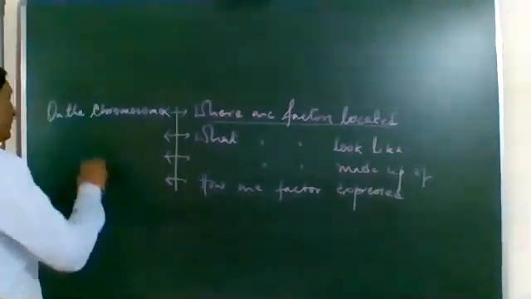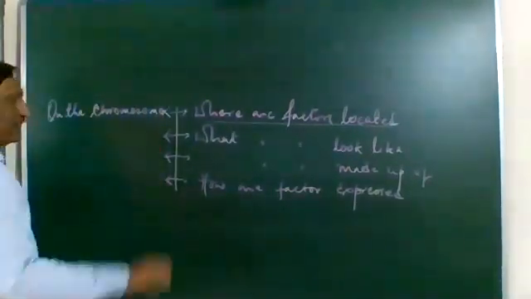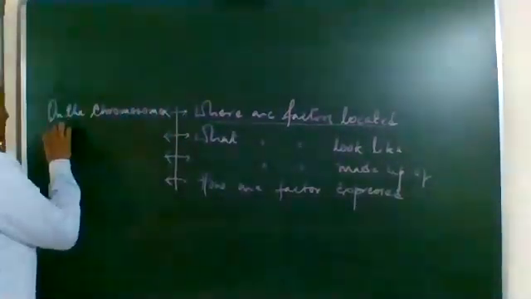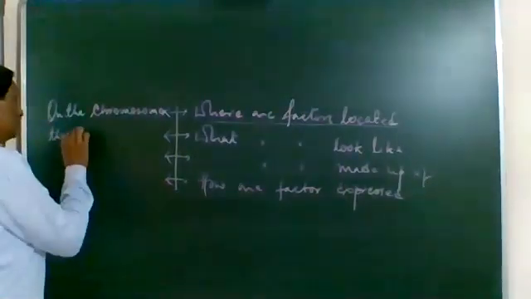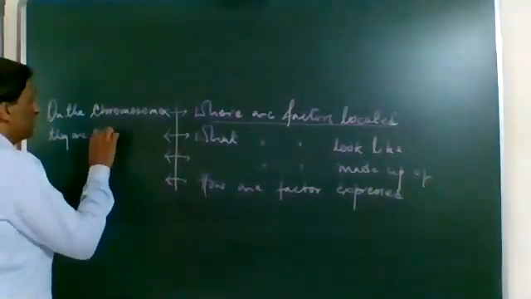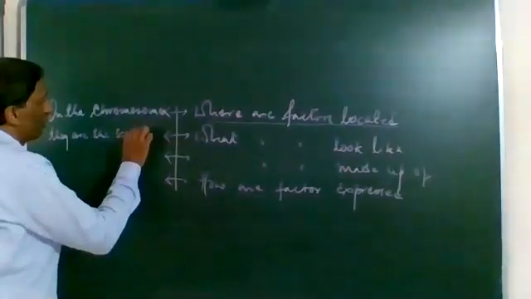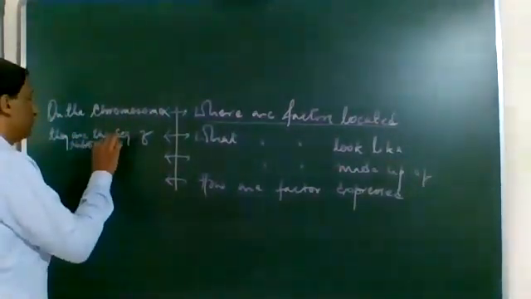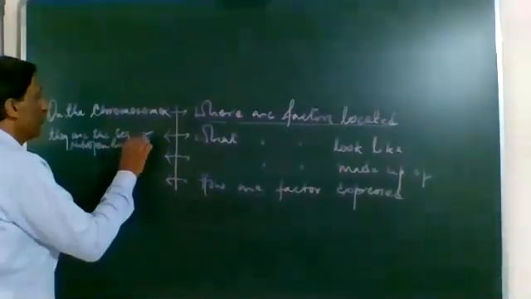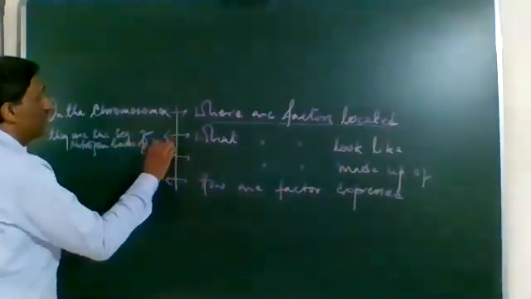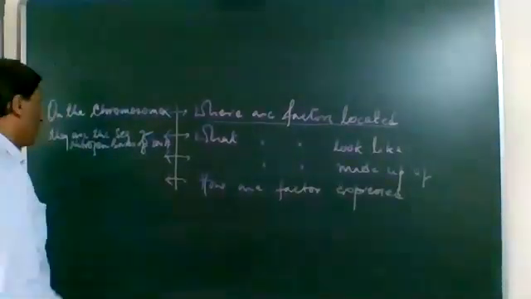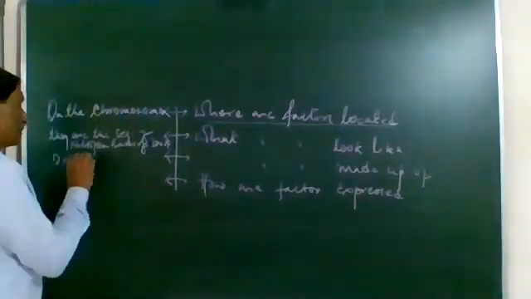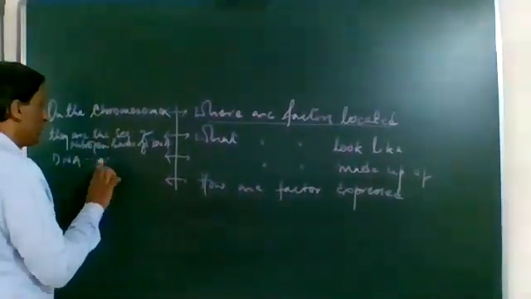What do they look like? Factors do not have any shape. They are the sequence of nitrogen bases on DNA. What are they made up of? They are made up of DNA fragments, the DNA sequence.